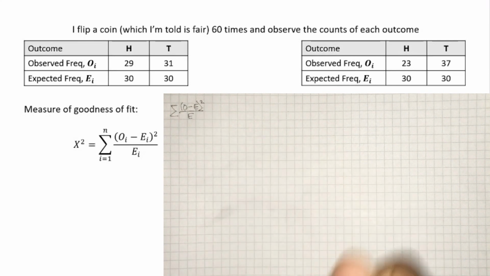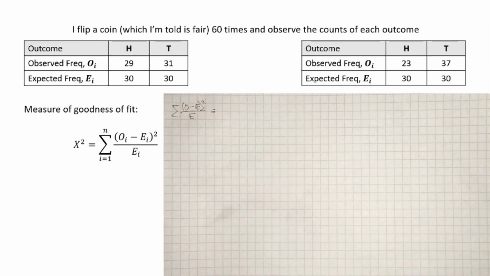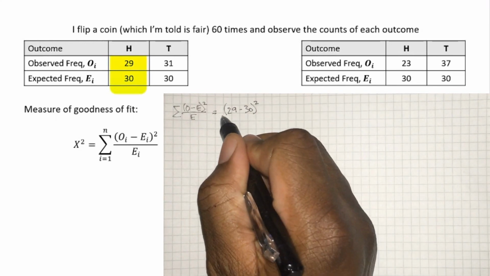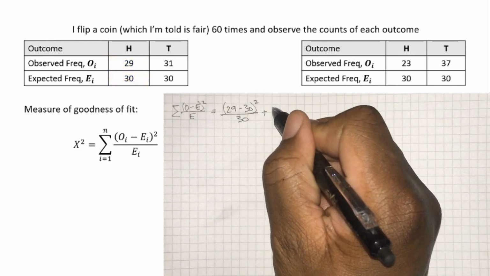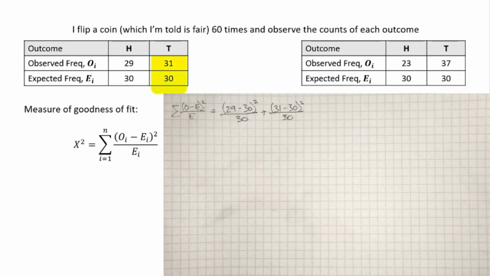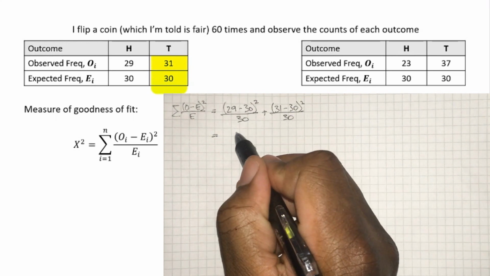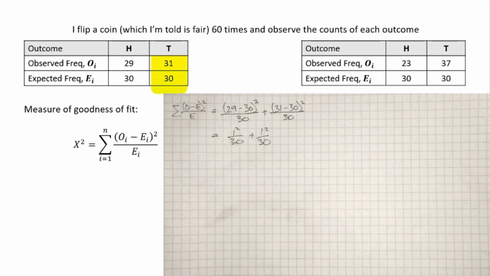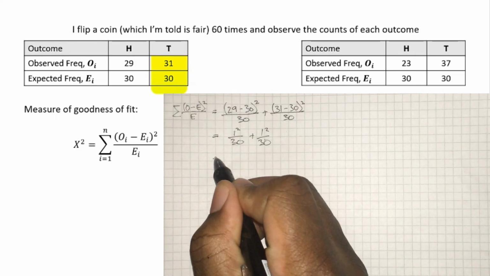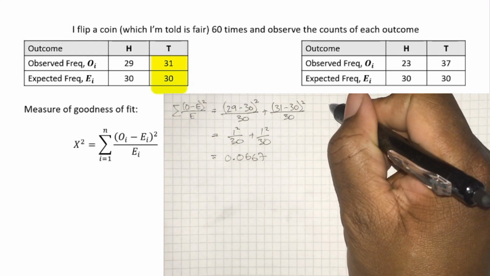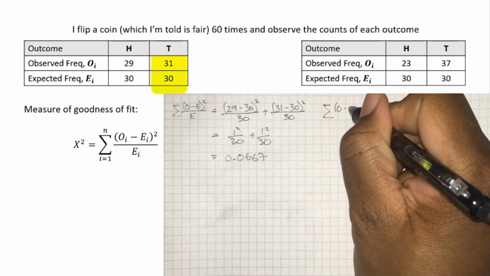So for each outcome, I'm going to look at the observed and the expected. The observed is 29, subtract the expected of 30, that needs to be squared, and divide by 30. The second time round, it's 31 minus 30, all squared, divided by 30. Because there's only two outcomes, both of them are going to have the same difference from their expected value. So I've got 1 squared over 30 plus 1 squared over 30, which gives me a chi-squared test statistic value of 0.0667. That seems quite small.